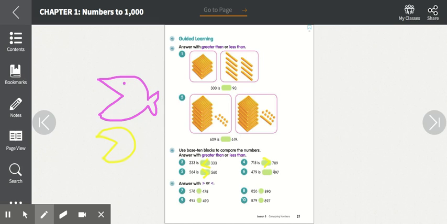479 and 497. The 4s are the same. Let's go to the 10s. 7 and 9. 9 is larger, so I'm going to go like this. Okay, I'm going to switch colors. This time I'm not going to do any talking. I want you to predict how it's going to be, and I'm going to count to 3 and then draw it.